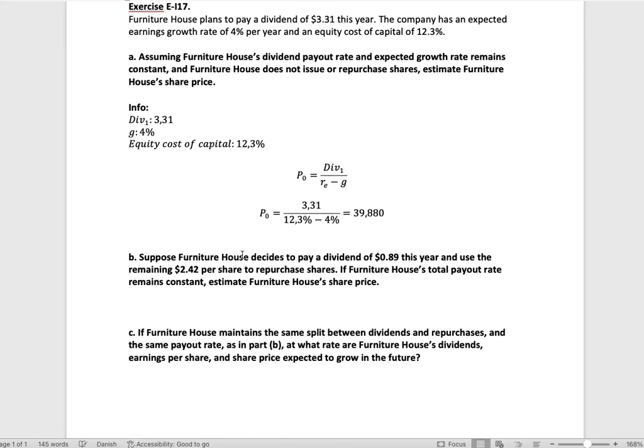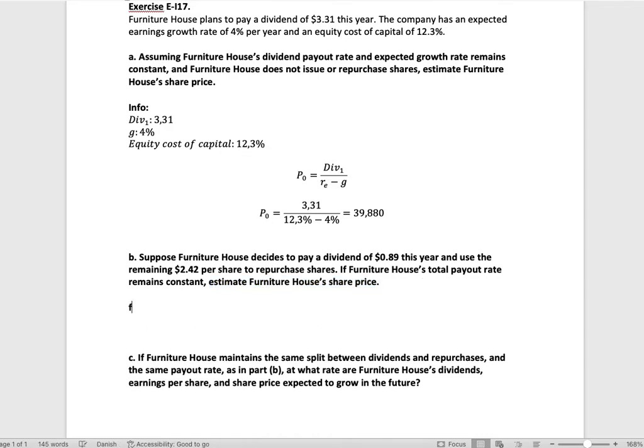Okay, next question. Suppose Furniture House decides to pay a dividend of 0.89 this year and use the remaining 2.42 per share to repurchase shares. If Furniture House's total payout rate remains constant, estimate Furniture House's price. Okay, here we have to look at the total payout model.